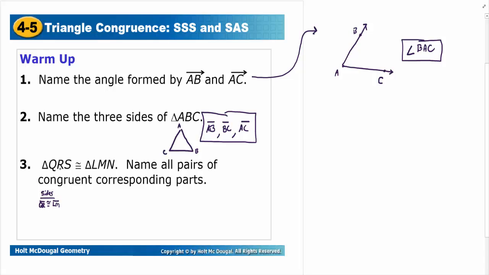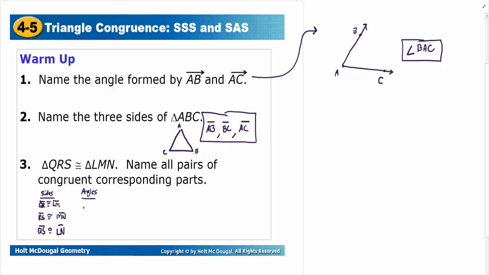So I have QR, and then I'll do RS. So segment RS is going to be congruent to segment MN, second and third points from each one. And then we'll do QS. So QS, not QR. QS is congruent to, again, first and third. First and third is LN. So those are your sides, and then your angles go pretty quick.